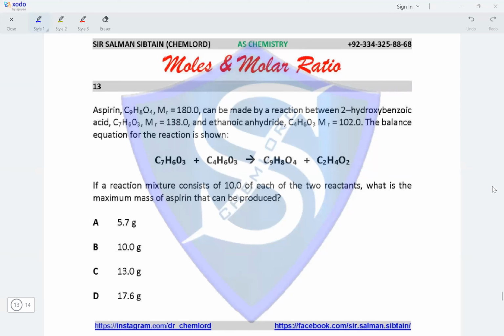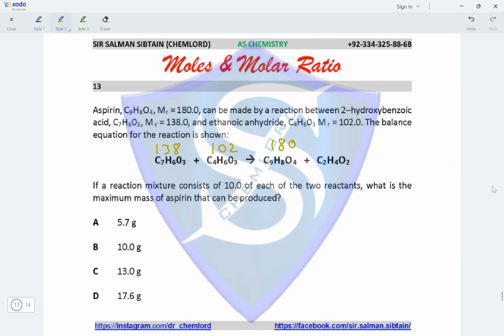Question 13. Aspirin, C9H8O4, has an Mr of 180, and can be made by a reaction between 2-hydroxybenzoic acid, C7H6O3, having an Mr of 138, and ethanoic anhydride, C4H6O3, having an Mr of 102. The balanced equation for the reaction is shown. So let's put down the Mr values over the given compounds. For aspirin, it is 180. For 2-hydroxybenzoic acid, it is 138, and for ethanoic anhydride, it is 102.